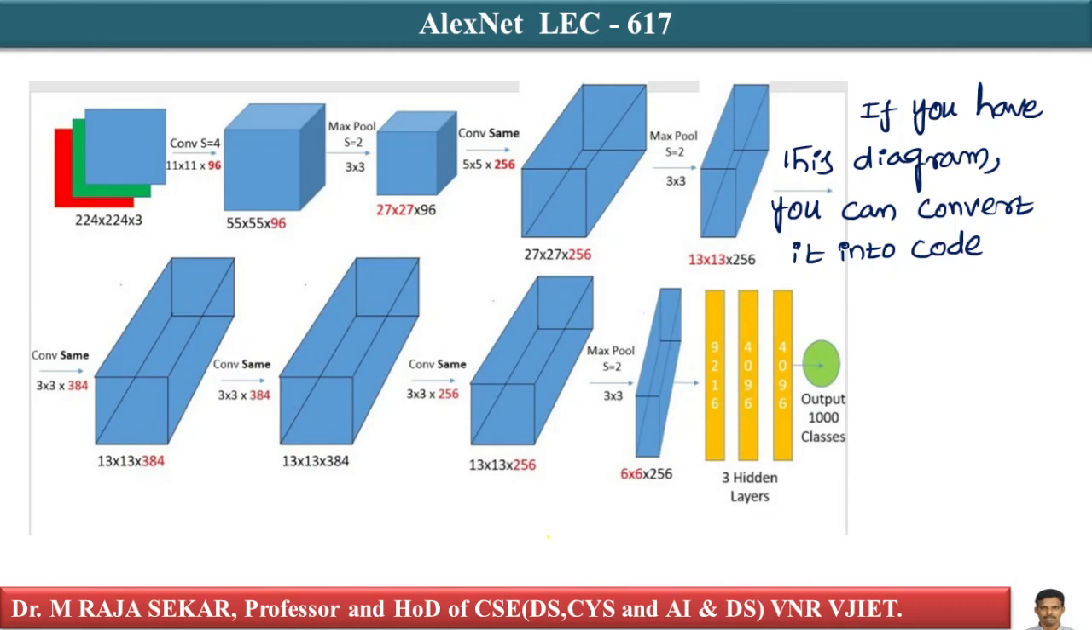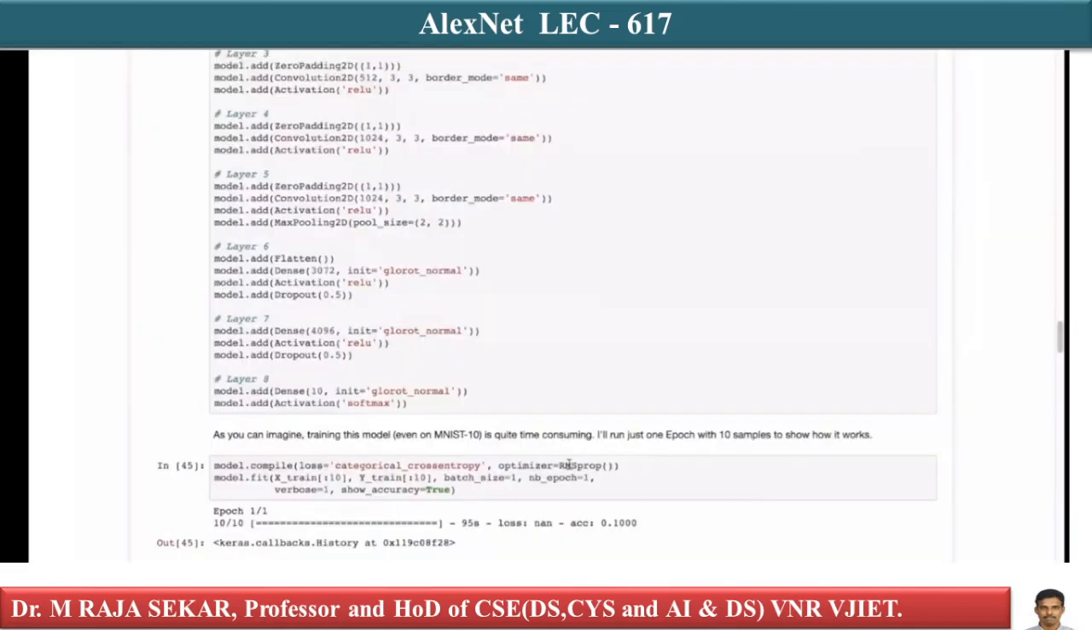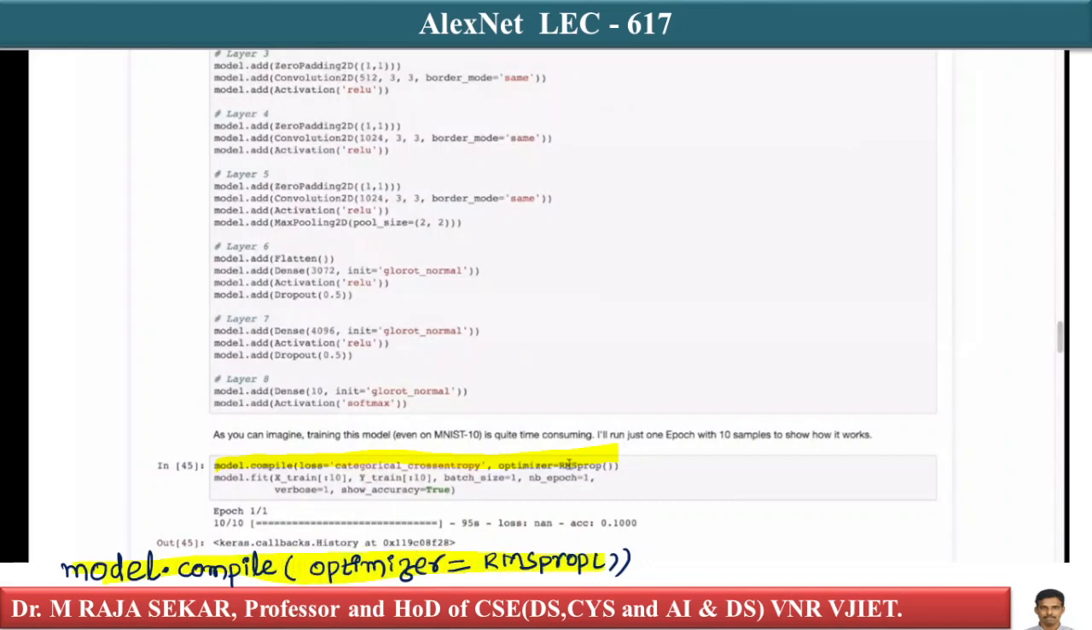At the end of it, you will compile. Model dot compile, isn't it? You will compile with whatever optimizer you want. RMSprop is an optimizer, isn't it? Then you do model.fit. It's that simple, a very simplified version of MNIST.